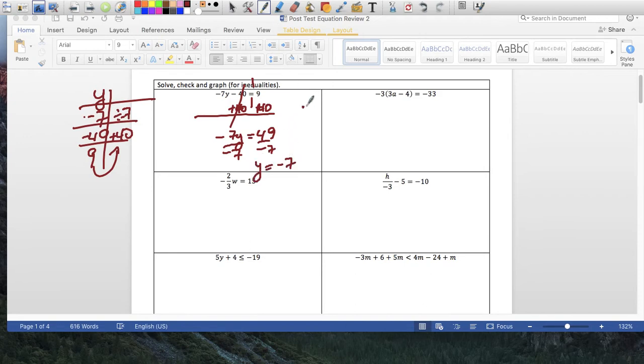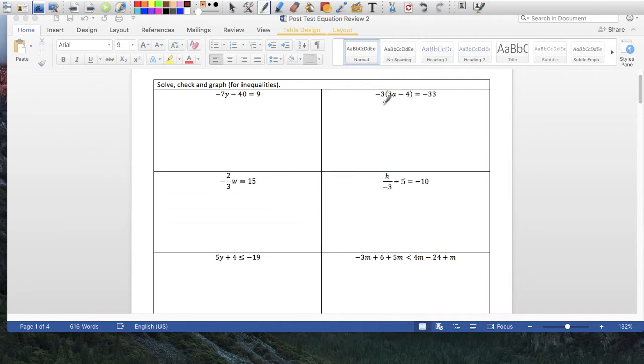Our check: -7y minus 40 should give you positive 9. Sorry, I forgot the y, so let's substitute. I have to put a -7 over there. -7 times -7 is 49. 49 minus 40 equals 9, and you can tell that both sides are equal.